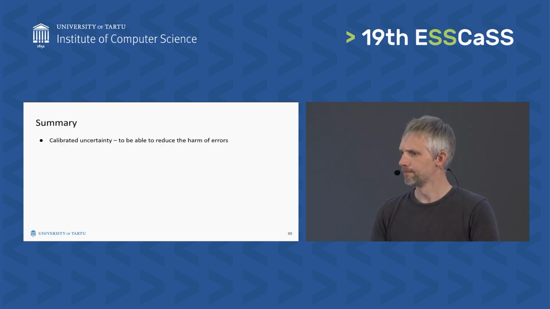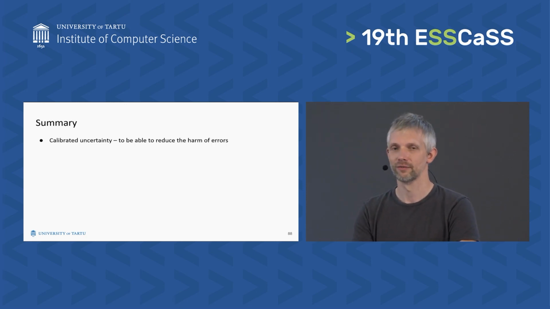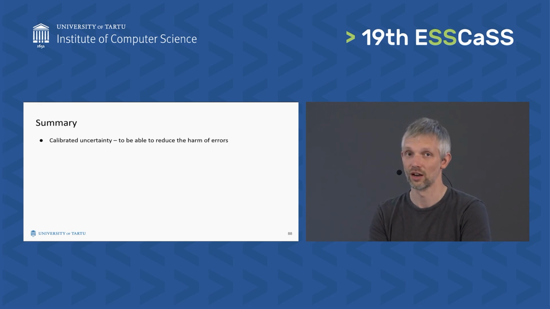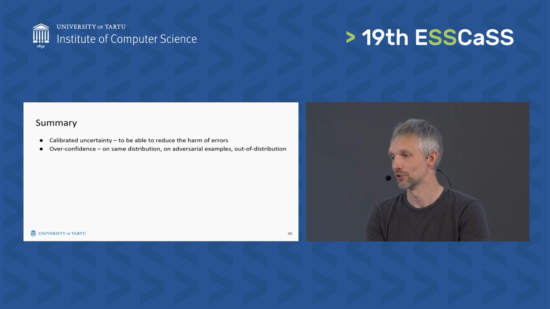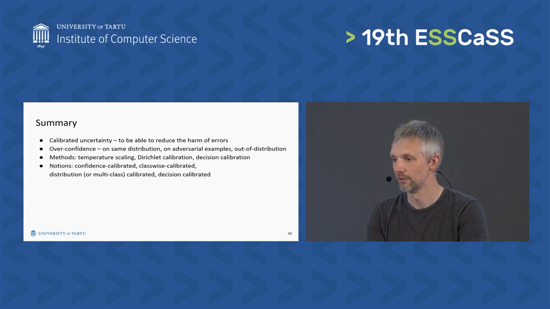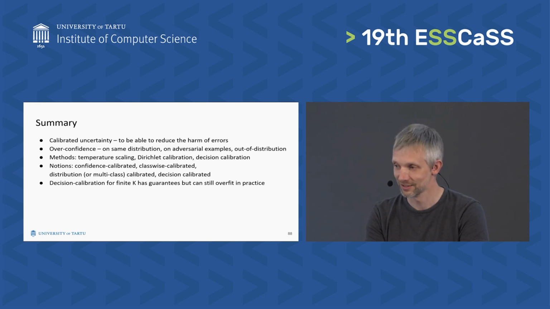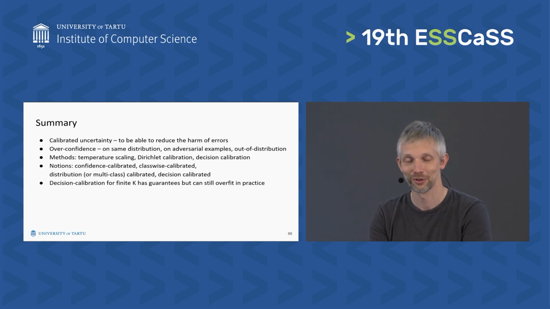So to summarize, calibrate. The goal of why we are even looking into uncertainty is that it allows us to reduce the harm of errors. Overconfidence is very common even on the same distribution, but of course also in adversarial examples and out of distribution. I've told you about many methods, many notions of how we could even define what we mean by being calibrated. And even if some method offers you guarantees, these might be asymptotic, and on finite sets you might still observe overfitting, and so you need to be a bit skeptical of the guarantees. You need to carefully look at the assumptions. And then sometimes very simple methods can work well.